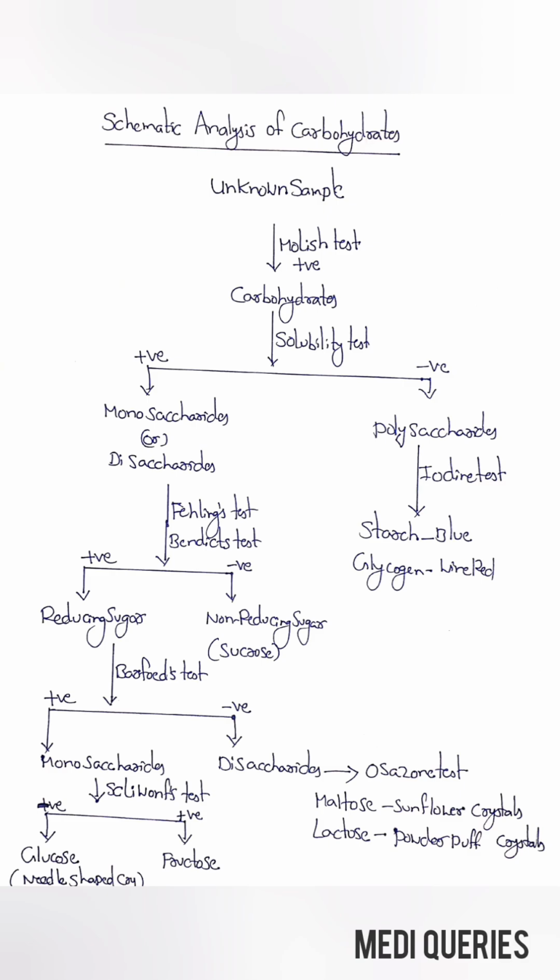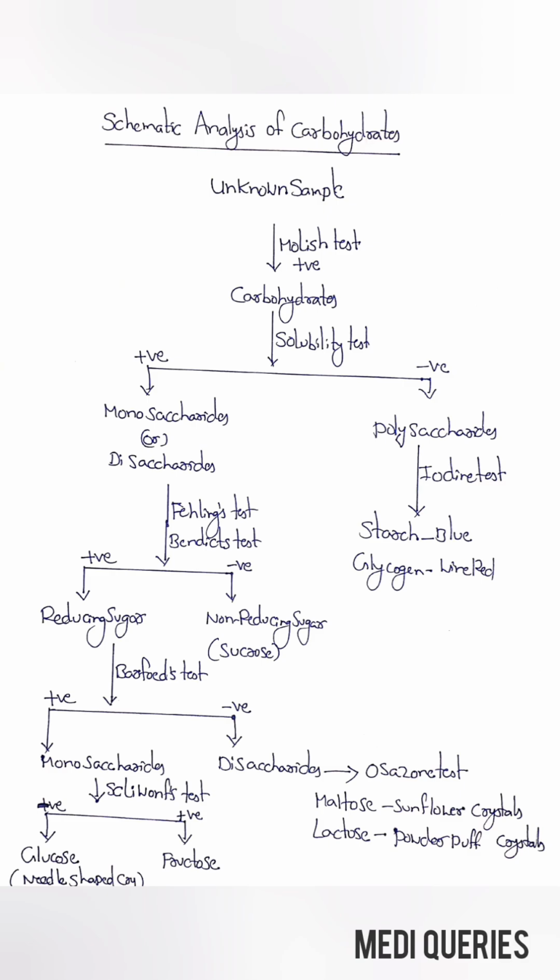After that, conduct a Barfoed's test. In Barfoed's test, to the sample solution add Barfoed's reagent and boil on a water bath. It will give a brick red color precipitation. If the Barfoed's test is positive, this indicates the presence of monosaccharide. If it is negative, then it indicates the presence of disaccharides. So after confirming that it is a disaccharide, then we will go with a osazone test.